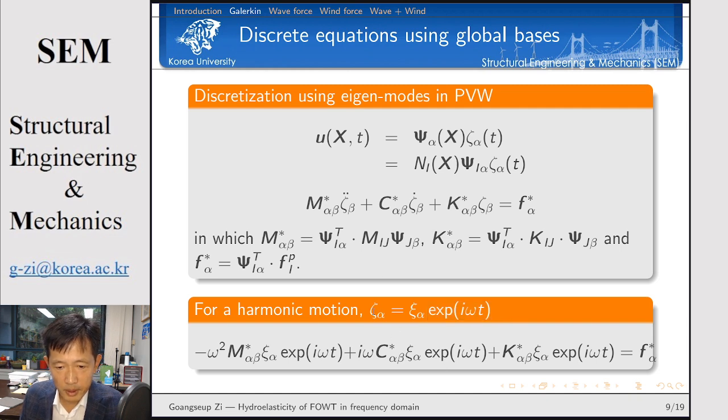So if you plug zeta alpha into this expression, because this is the second derivative of zeta beta with respect to time, and because here we have i omega, that means we are going to have minus omega squared. And then also the first derivative of zeta beta as shown here becomes i omega. Similar to this, if you rearrange all the equations, finally we have these equations.